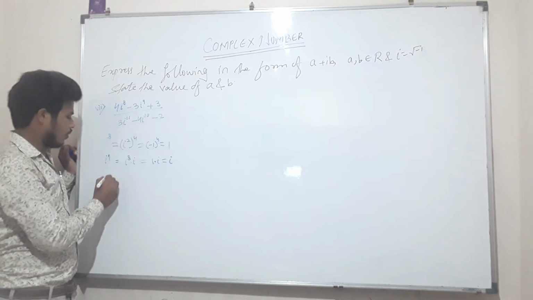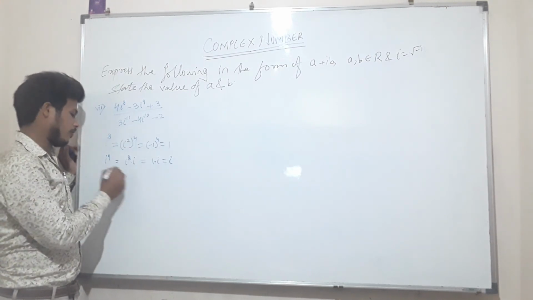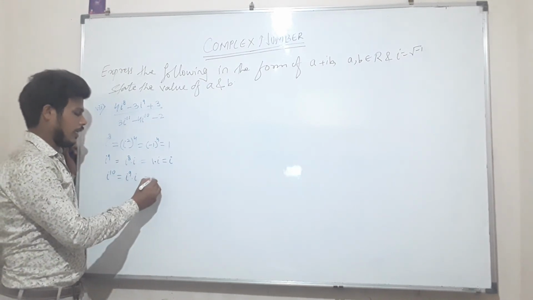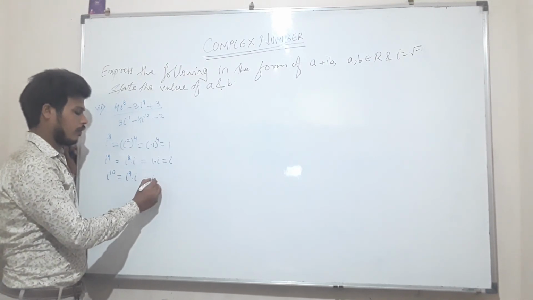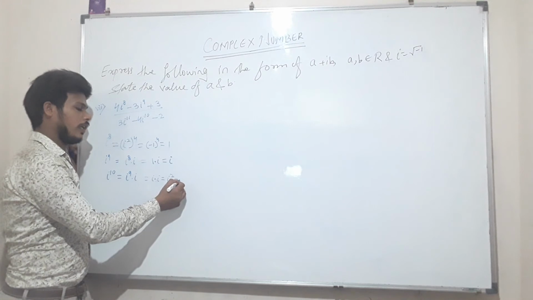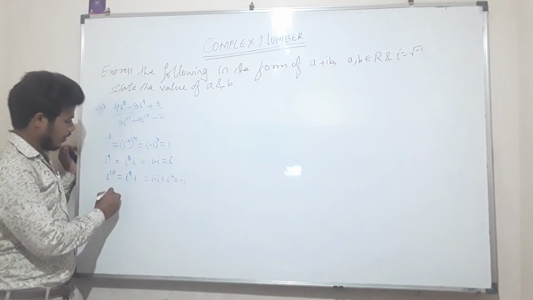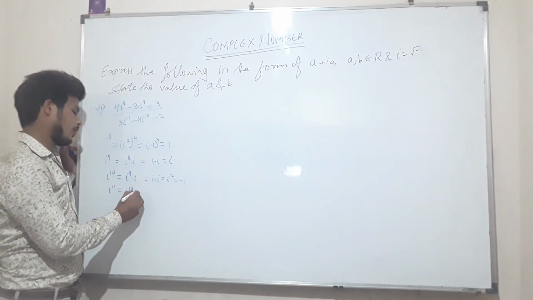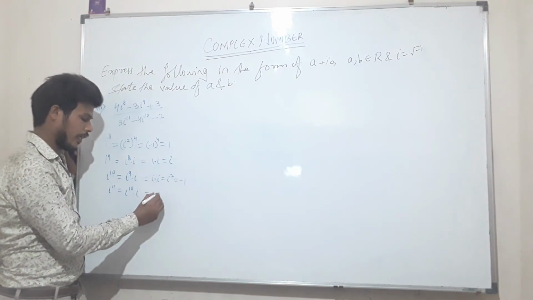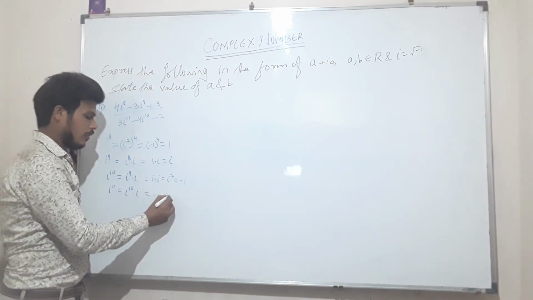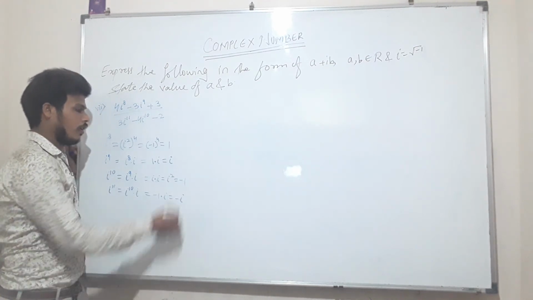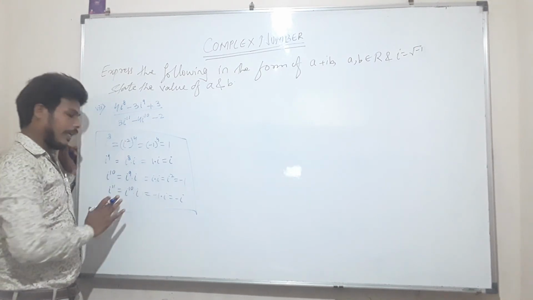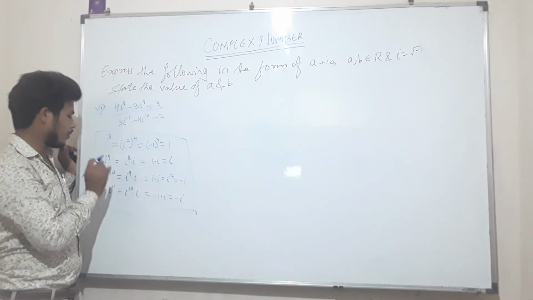Next one is i raised to 10. i raised to 10 is i raised to 9 into i, and i raised to 9 is i, so i into i is i square, which is minus 1. Then i raised to 11 is i raised to 10 into i, that is minus 1 and i as it is, so it is minus i. I have taken them in order: i raised to 8, 9, 10, 11.